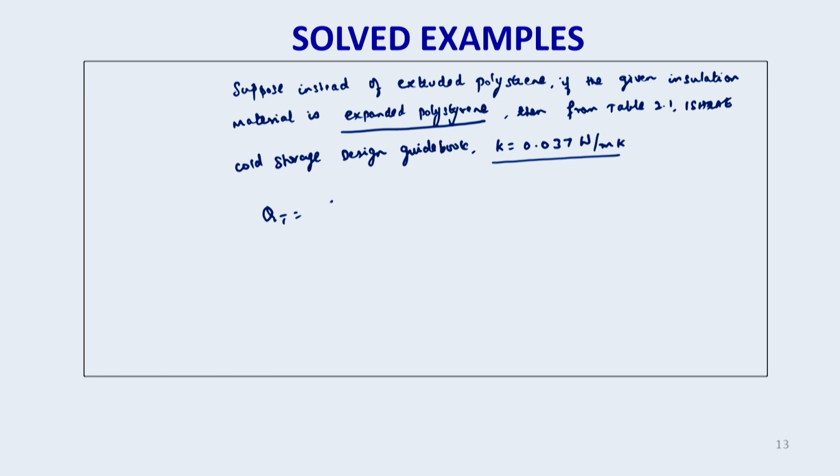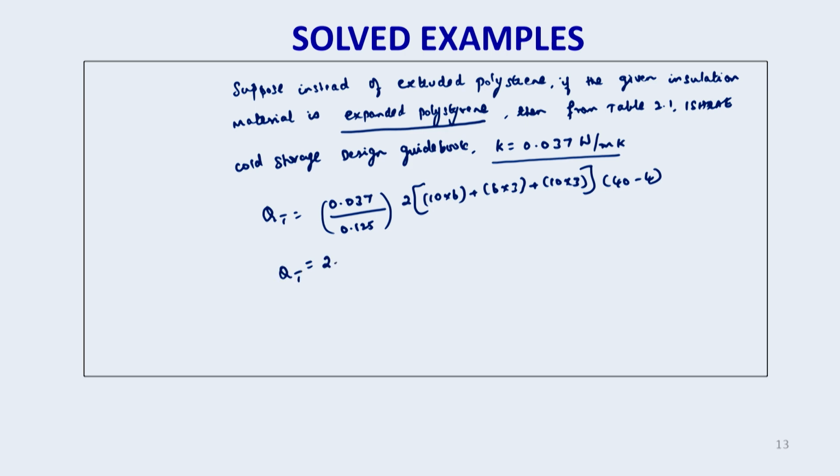So Qt will be equal to 0.037 divided by the thickness 0.125, into the area, that is 10 into 6 plus 6 into 3 plus 10 into 3, into delta T. Delta T is 40 minus 4. So if you calculate, it will come slightly more than the previous one. So that will be 2.3 kilowatt.